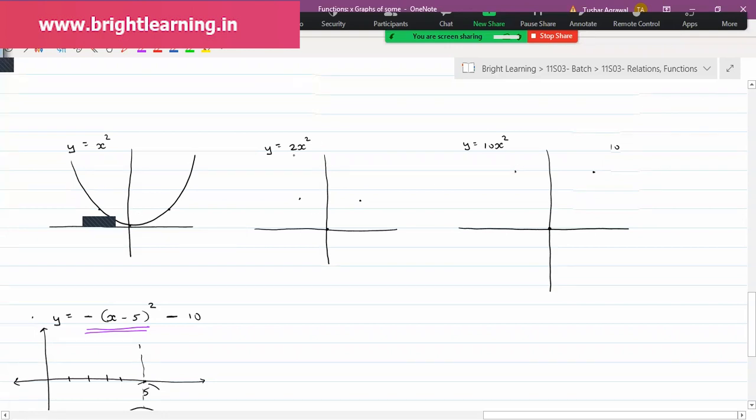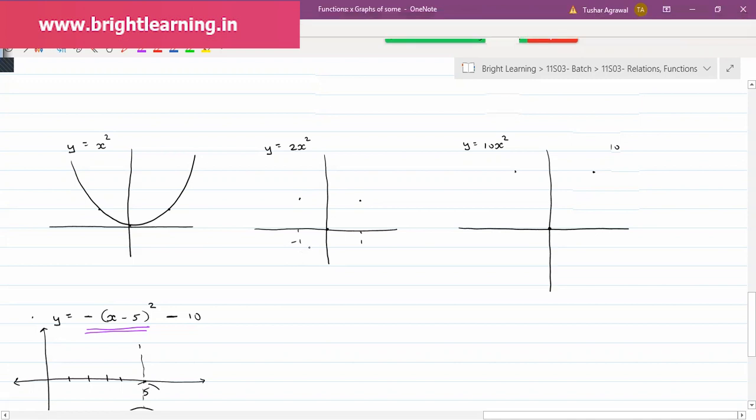Now see, just concentrate on 2x square. If you think that for x equal to 1 and x equal to minus 1, initially the image was 1, now the image is 2, so the graph shifted 1 centimeter upwards. No, the graph did not shift upwards. For x equal to 2, the image is 2 times 4, 4 twos are 8.